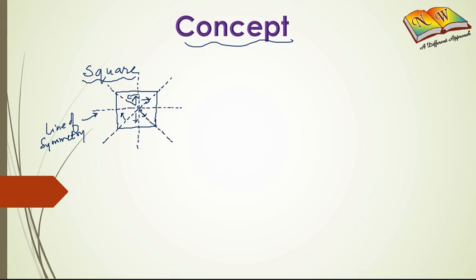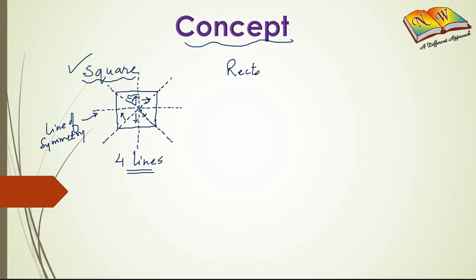All these lines are known as the lines of symmetry in case of a square. So as you can see, I have drawn 4 lines of symmetry here. I don't think you can find a fifth line of symmetry in case of a square.